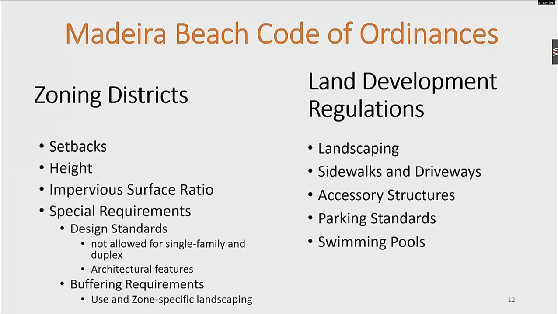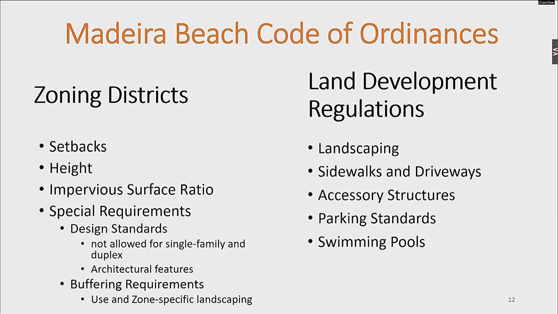So looking into the Code of Ordinances locally. When you come in and ask, what can I do with my land? Typically, we're looking at the land development regulations. The Code of Ordinances has a lot of different things in there. Land development regulations have things like landscaping, driveways, sidewalks, accessory structures, parking standards, swimming pools. They also have zoning districts. The zoning districts are within that land development regulations.